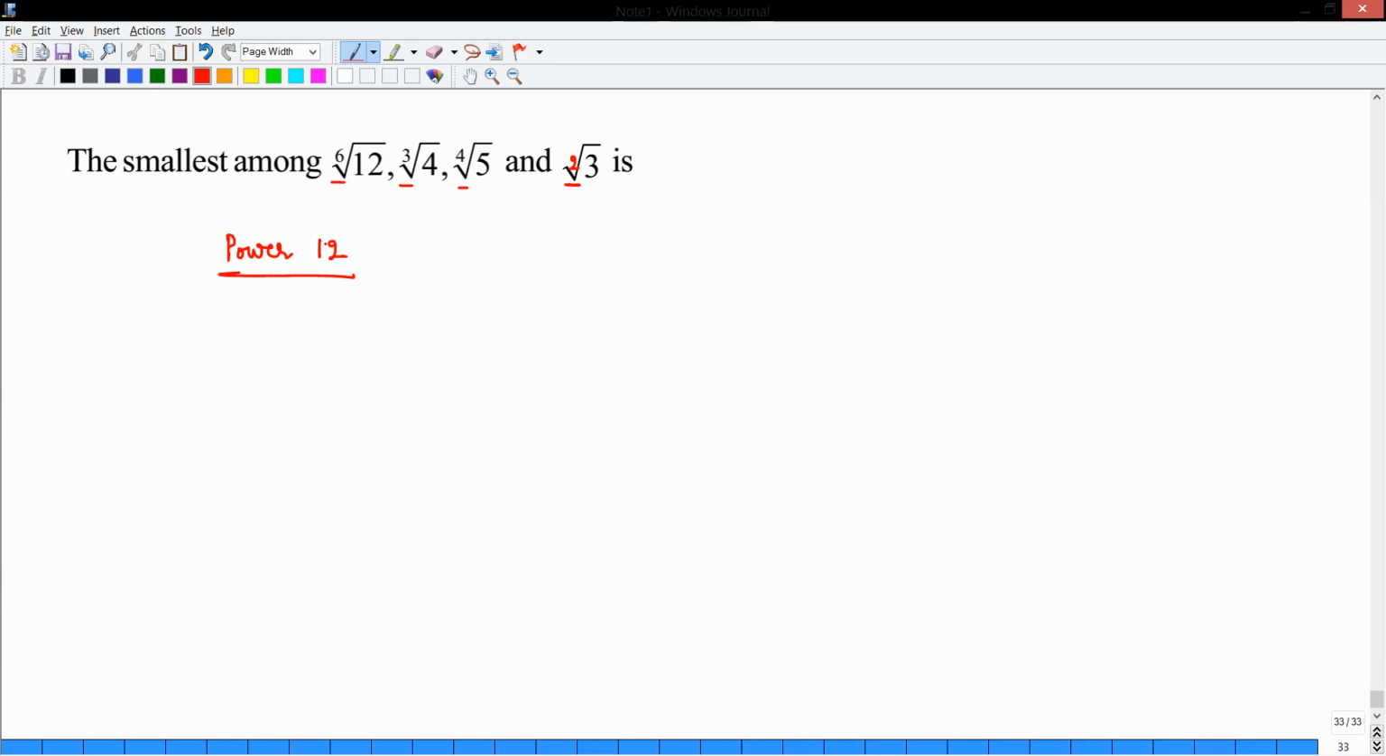LCM is 12, apply power 12 to all. 12 by 6 is 2, 12 by 3 is 4, 12 by 4 is 3, 3 power 6. The greatest is root of 3 and the least is 4th root of 5.